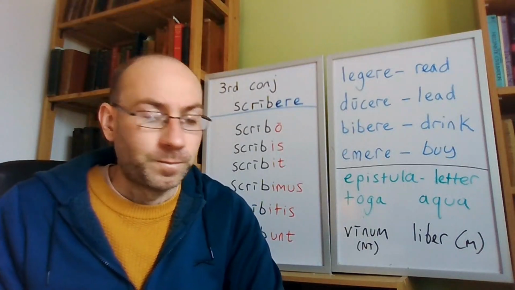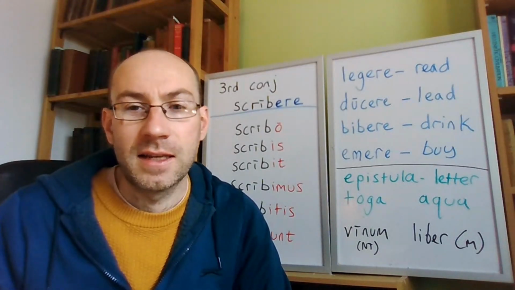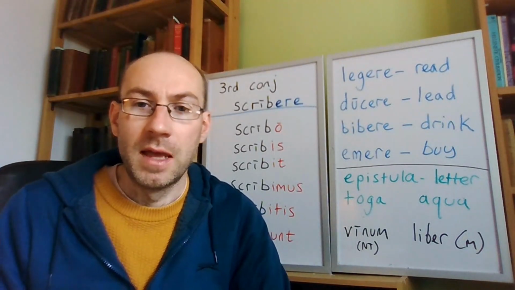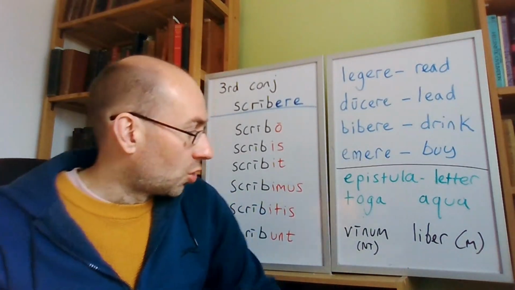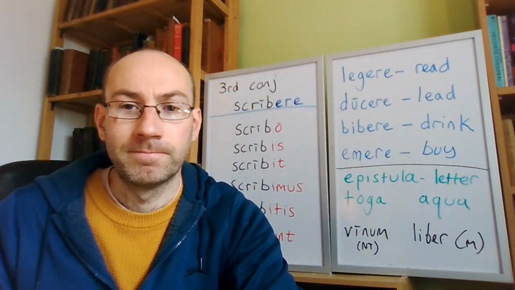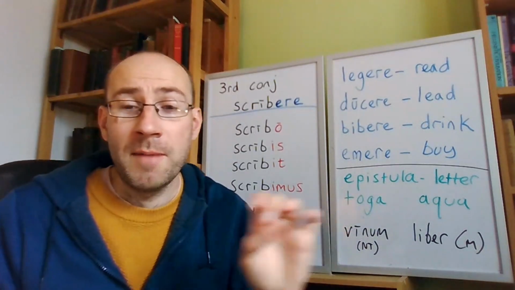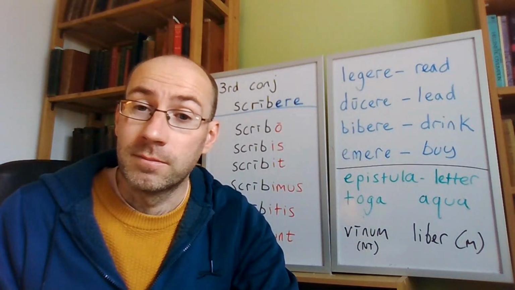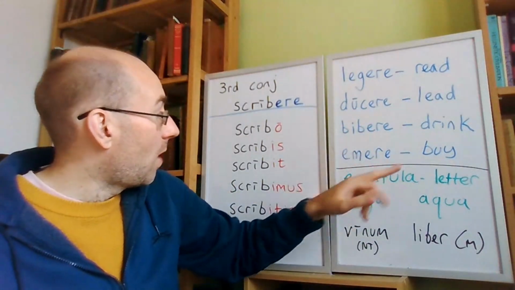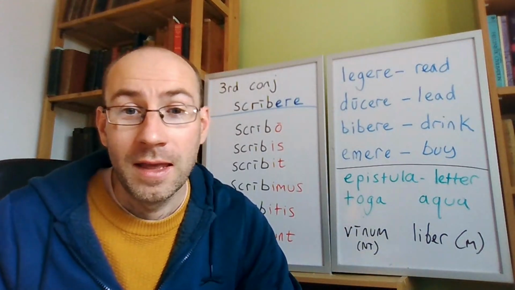Right. The master buys a toga in the forum. Dominus togam, accusative, because he's buying it. It's his direct object. The toga's not buying him. Not in this story anyway. So Dominus togam in foro, place where, ablative, emit. Emere. Emo, emis, emit, he, she buys. Dominus togam in foro emit.